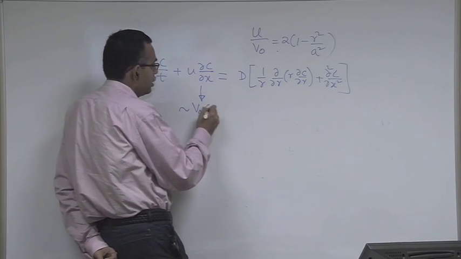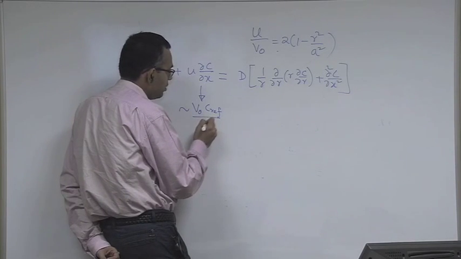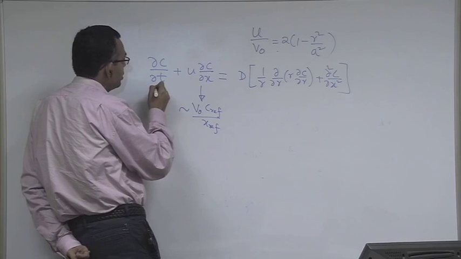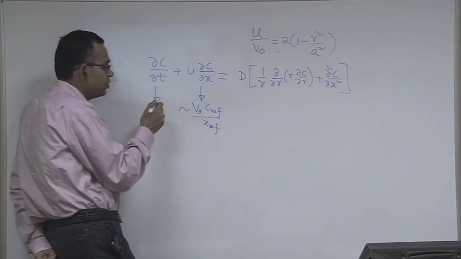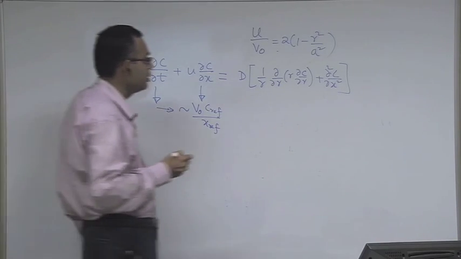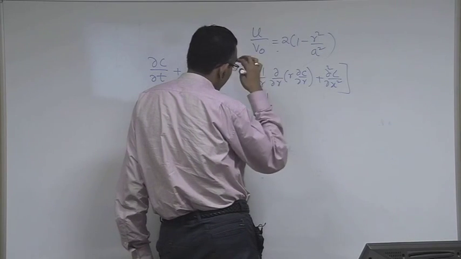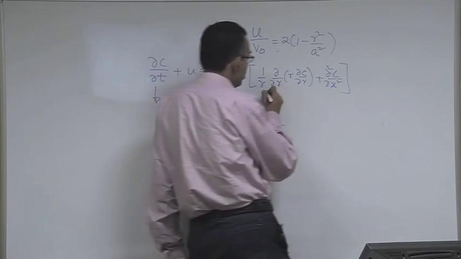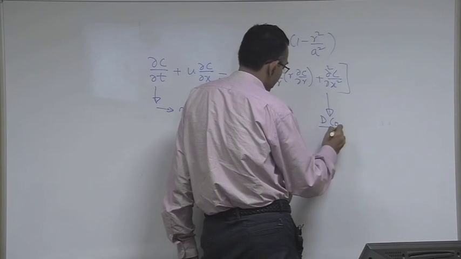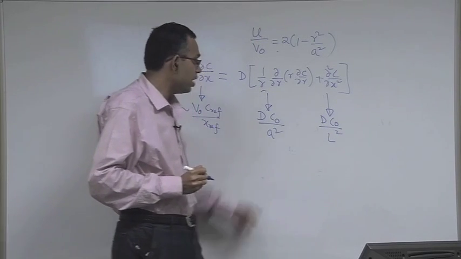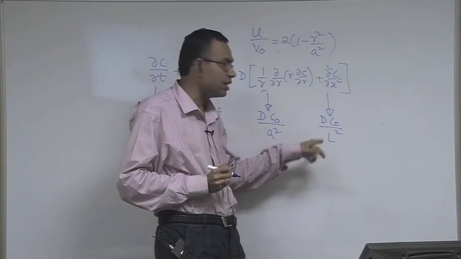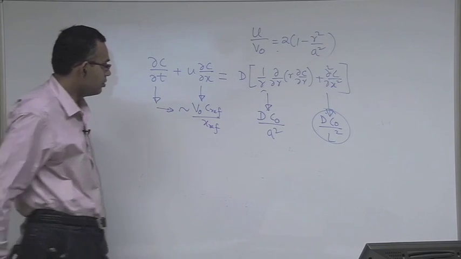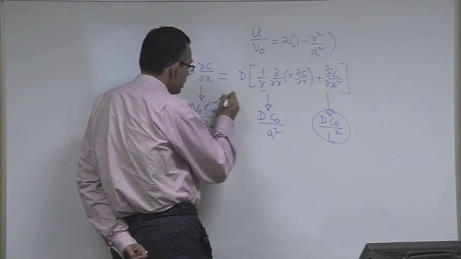Say V0 C reference by X reference. This also, if you use the advection time scale, it will come out to be the same. What is the order of magnitude of this? D C0 by a square. This is of the order of D C0 by L square, right. Because the tube radius is much, much less than the axial length scale, we will usually neglect this contribution. Now, this C0 is C reference.